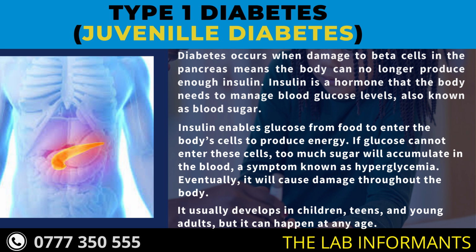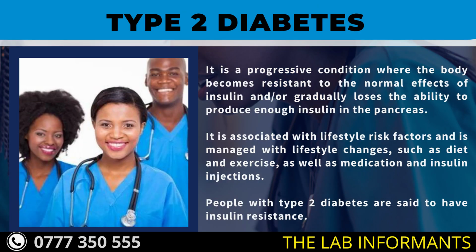Type 1 diabetes usually develops in children, teens, and young adults, but it can also happen at any age. However, type 2 diabetes is a progressive condition where the body becomes resistant to the normal effects of insulin or gradually loses the ability to produce insulin in the pancreas. It is associated with lifestyle risk factors and is managed with lifestyle changes such as diet and exercise, as well as medication and insulin injections. People with type 2 diabetes are said to be insulin resistant.